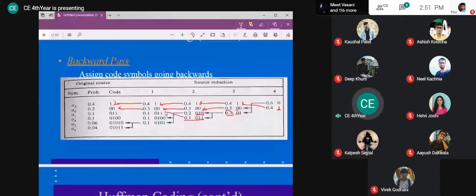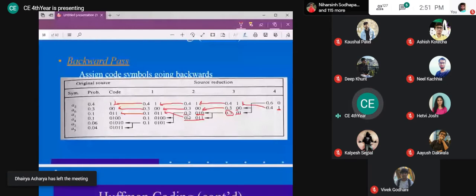Okay. And this 0, 1, 0 was actually the combination: this point was assigned to 0.2, and this 0.2 was actually the combination of these two 0.1s. So we are doing this backward pass. Whatever code is assigned to this combination is kept as the MSBs, the most significant bits, and then the upper value is assigned an extra LSB.